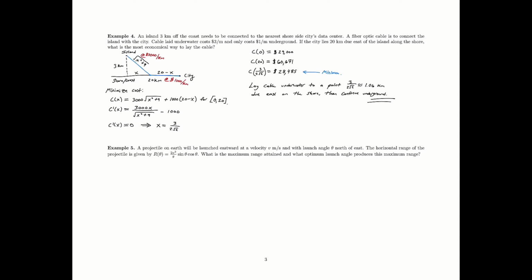Example 5. A projectile on Earth will be launched eastward at a velocity v meters per second and with a launch angle theta north of east. The horizontal range of the projectile is given by this function. So here they give us the function. What is the maximum range attained, and what optimum launch angle produces this maximum range?